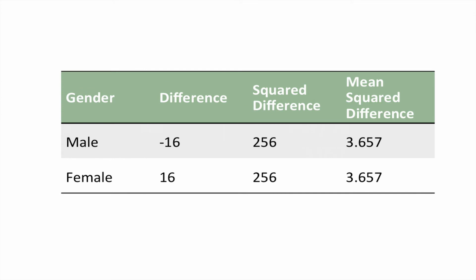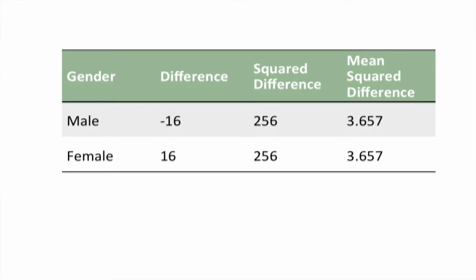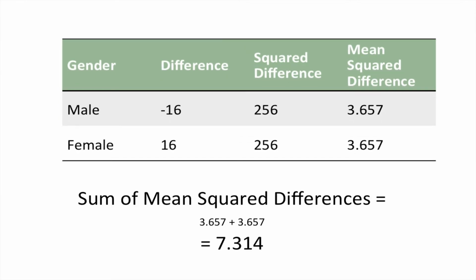So we now have a mean square difference, and to calculate our chi-square statistic, all we do is add up the amount that each cell deviates from what we'd expect, and that is going to be our statistic. So the chi-square statistic is basically the sum of mean square differences, and we get a measure that's essentially the average deviation from what would be expected in our study of 7.314.